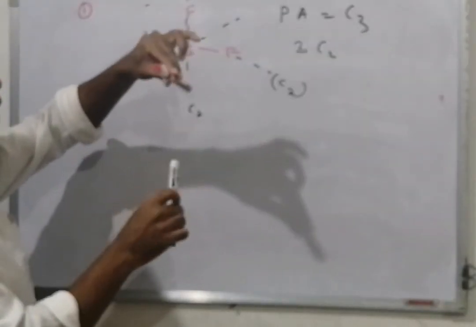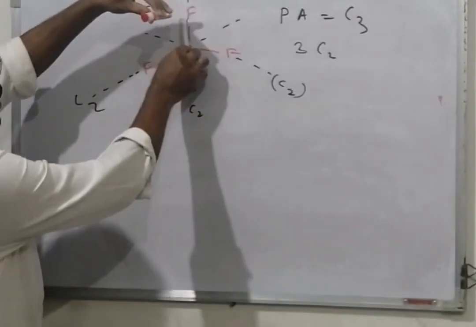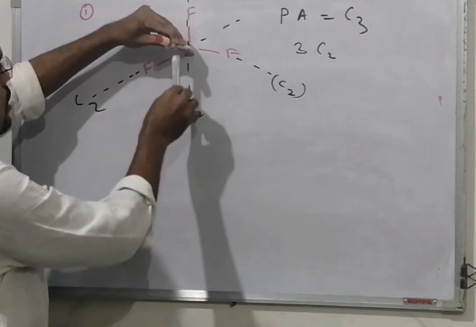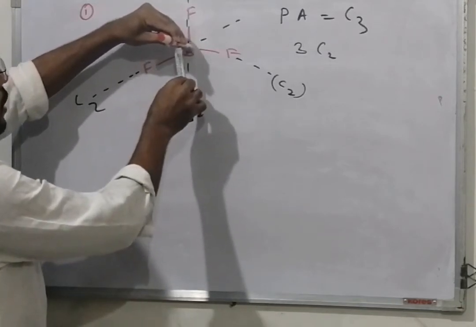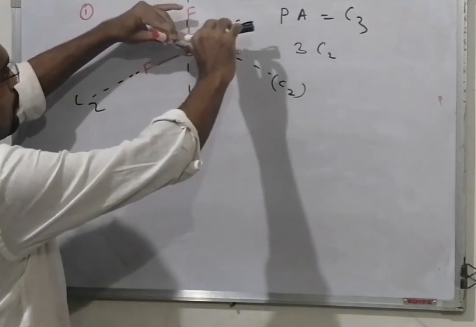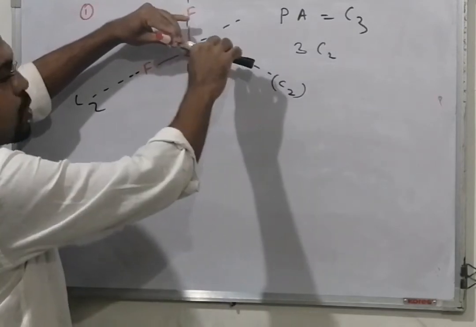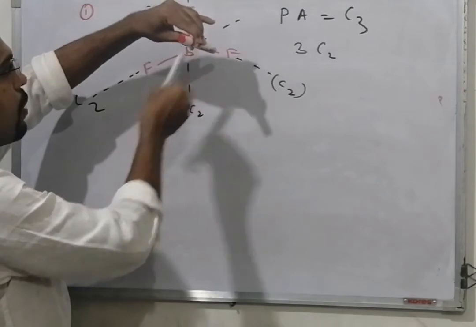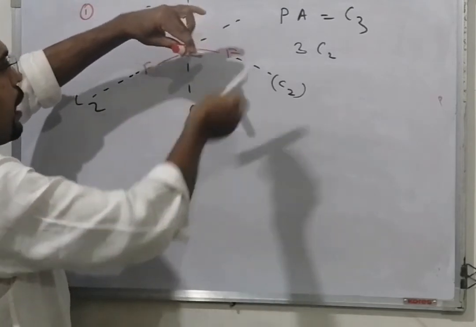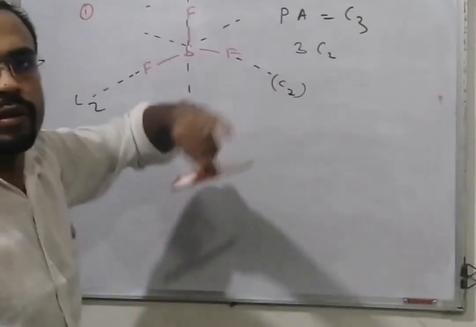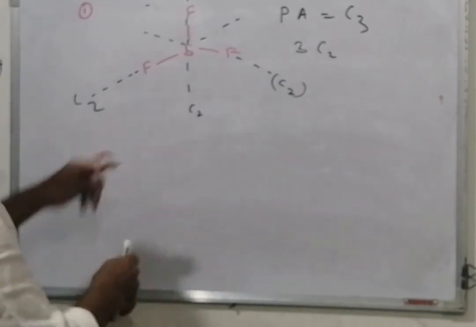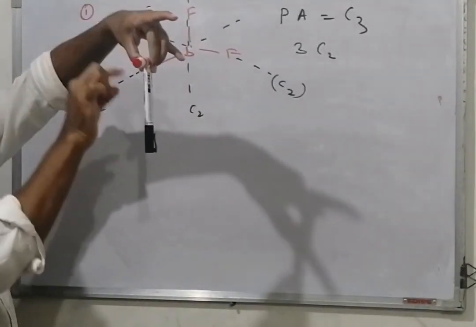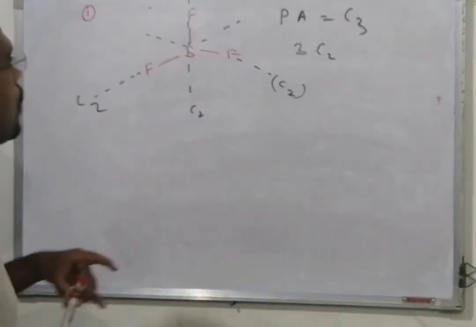Suppose this is C3. One C2 like this. Okay, one C2 like this. This is your C3 axis. One C2 like this, another C2 like this. One C2 like this, another C2 like this. Okay, therefore it is perpendicular. This is perpendicular, and this is also perpendicular, 90 degree, because this is your C3 and this is your C2. Therefore, the angle is 90 degree.